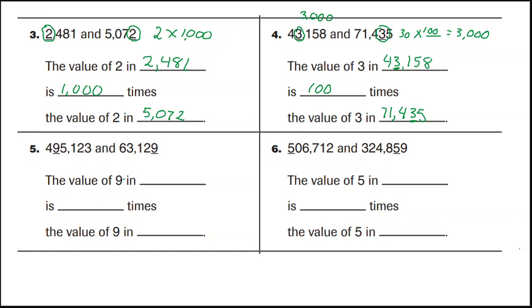The value of the 9 in this first number, which is 495,123, is how many times bigger than this 9 right here in 63,129? Okay, well, this 9 right here is just worth 9, isn't it? And this one over here is worth 90,000, right? Okay, because it's 95,000.